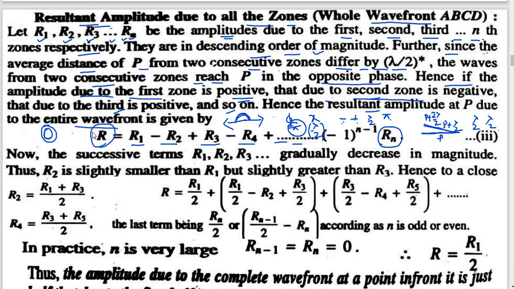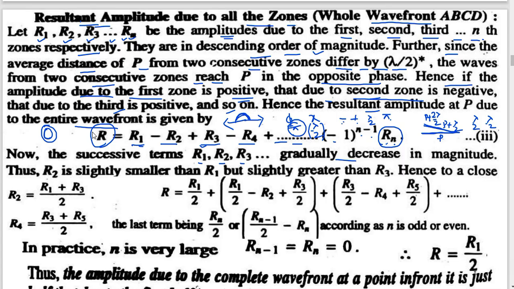It will be positive or negative depending upon whether n is odd or even. If n is an odd number, it is positive, and for all even numbers it is negative. So we use (-1) to the power n minus 1. Now the successive terms R1, R2, R3 gradually decrease. As you know, the amplitude of the zones gradually decreases as the order increases.